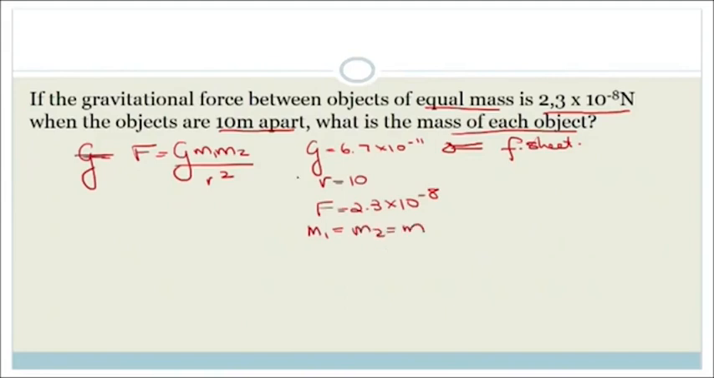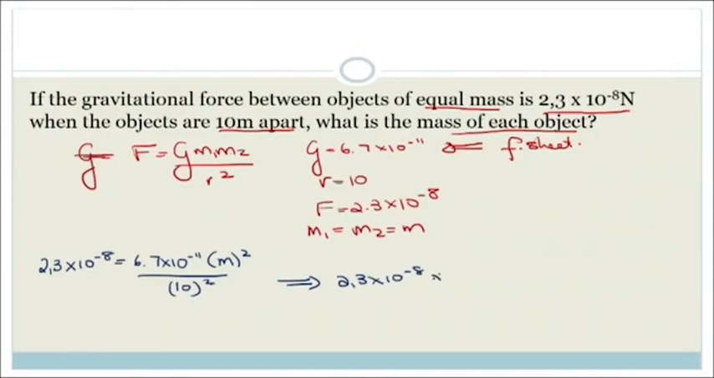Okay, so therefore we can say that F is equal to G, let me just rewrite this. I'm going to do it down here because there's more space. F is the force, so 2.3 times 10 to the minus 8 is equal to big G, 6.7 times 10 to the negative 11, times the mass squared, because it's mass times mass, all over the radius, which is 10, and then we're going to square it. So do you agree that we can say 2.3 times 10 to the negative 8 times 10 squared, because we're multiplying, and then divide by 6.7 times 10 to the negative 11 is equal to the square of the masses?